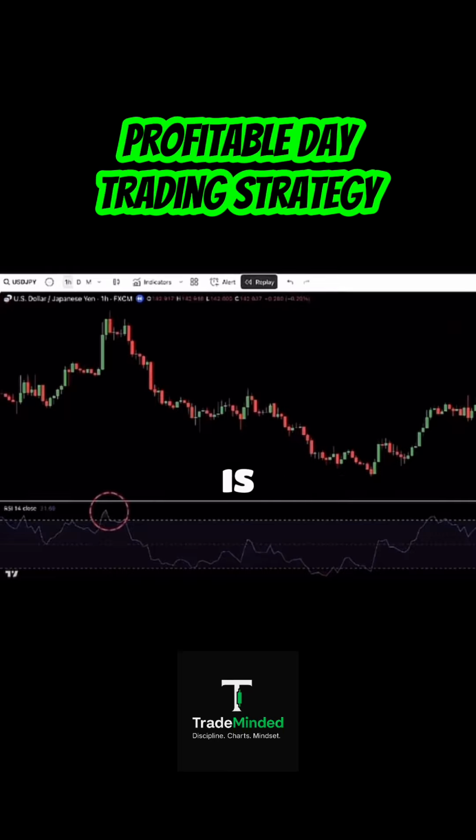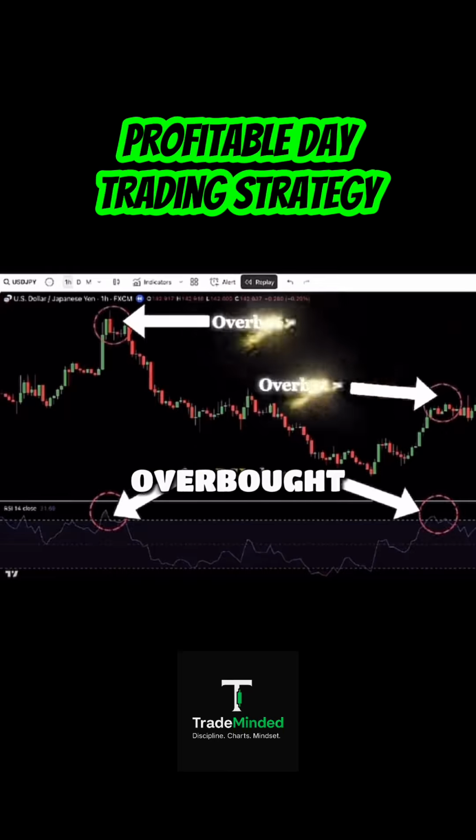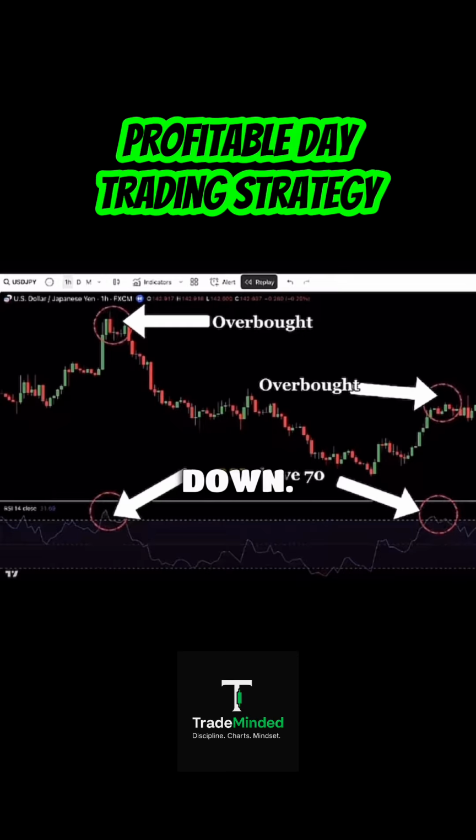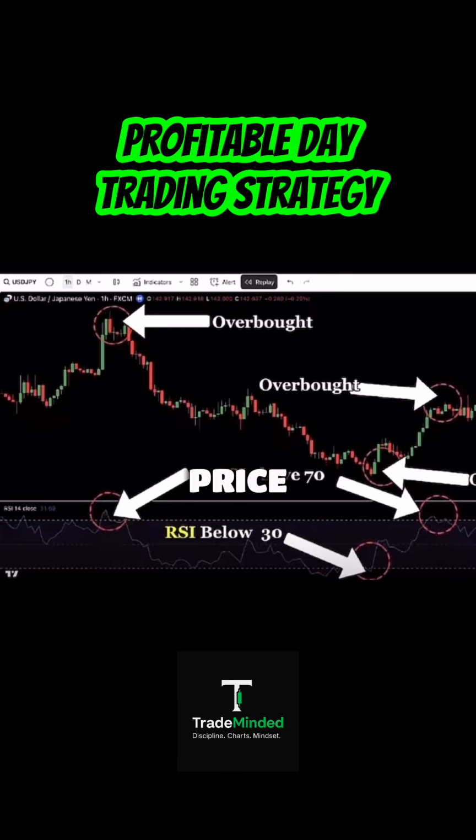When the RSI is above 70, it means the market is overbought and price could soon start moving down. When the RSI is below 30, it means the market is oversold and price could soon start moving up. So the RSI gives us a quick visual clue about when momentum is slowing down, but that's just the beginning.